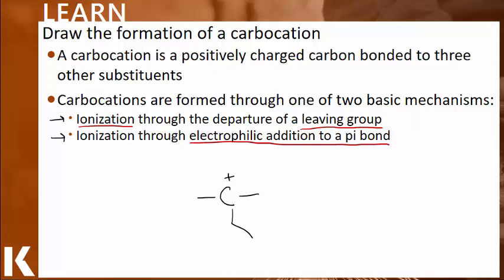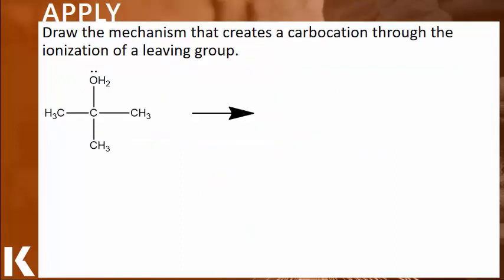The apply questions on the following slides will illustrate how hydrocarbons undergoing one of these two mechanisms result in a carbocation. Draw the mechanism that creates a carbocation through the ionization of a leaving group. Here, we have a central carbon bonded to three alkyl groups and one water molecule. Although it's not shown, the oxygen is positively charged.